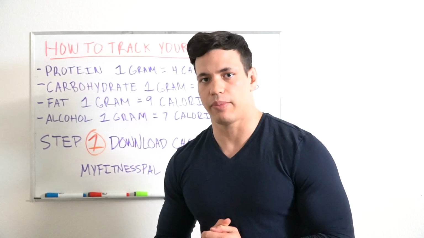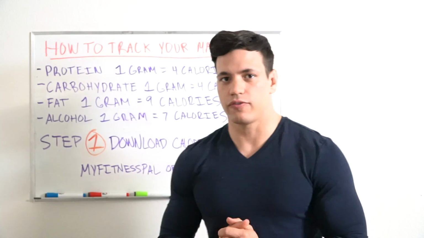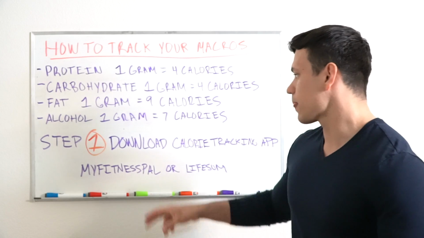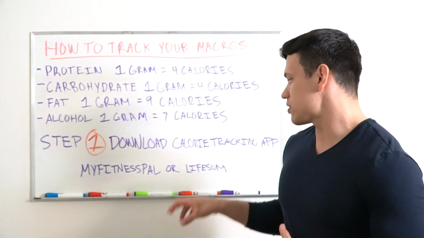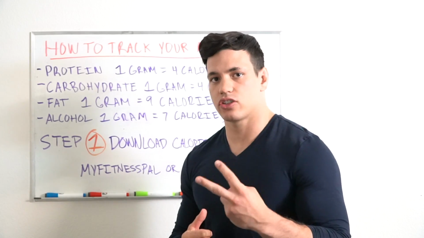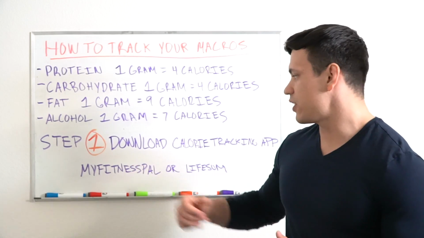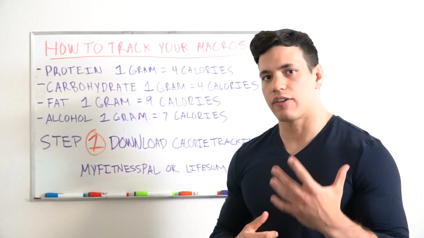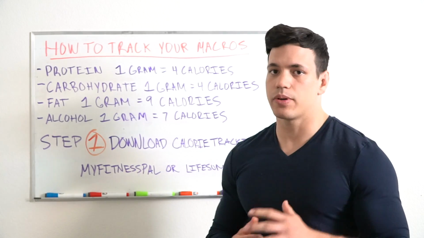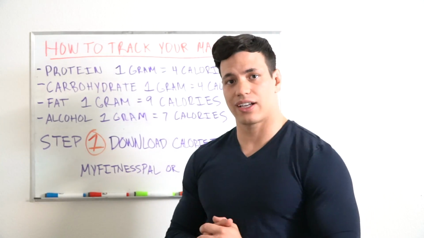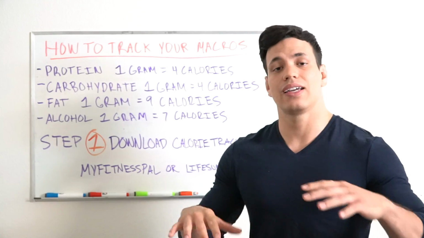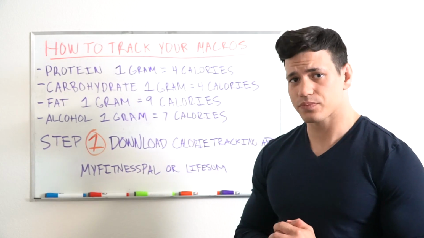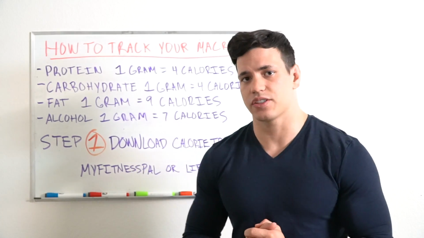So now we're going to move on to the one step that you need to take in order to start tracking your macros. If you have a smartphone, which I'm sure you do, you need to download a calorie tracking app, either MyFitnessPal or Lifesum. Now, these are the 2 preferred apps. MyFitnessPal is more popular, it offers more features, but it's a little bit more complicated. If you're just starting out, I would suggest using Lifesum. It's a clean interface, really simple, not as cluttered as MyFitnessPal.